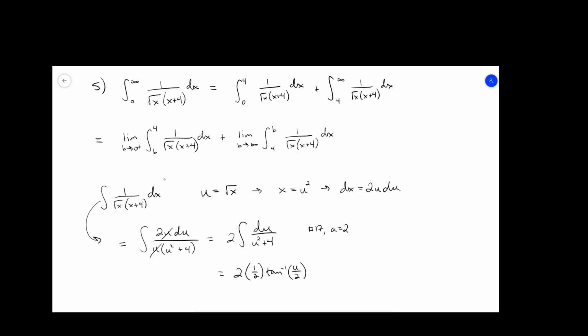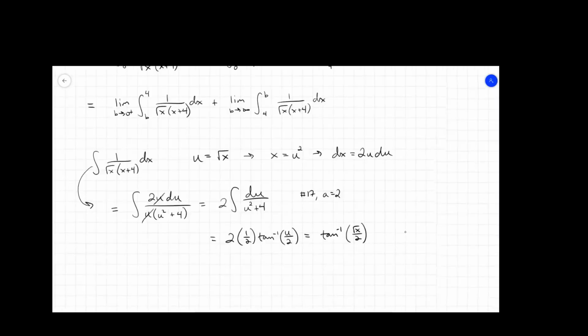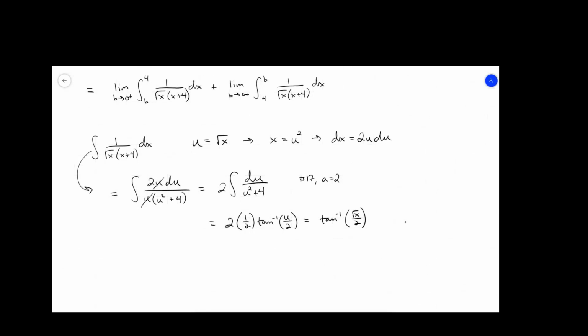And there the 2 and the 1/2 cancel, and we are left with, I guess this is fine. So we'll change this to inverse tan of what was u. It's square root x, so square root x. This is a good problem. It's showing kind of a lot of different stuff. Pretty difficult as well. This is probably one of the harder improper integral problems.